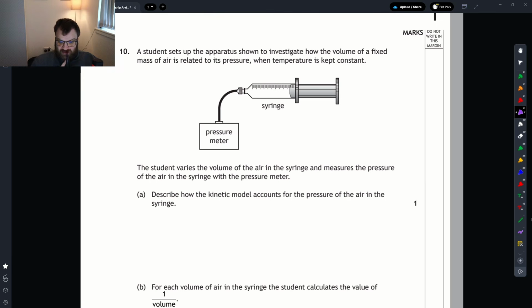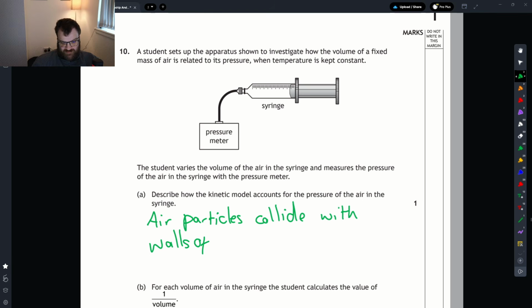Moving on, we're varying the volume and measuring pressure. Kinetic model, pressure of air in the syringe. Well, it's all about the forces and the collisions with the walls. Air particles collide with the walls of the syringe. And that's where if you increase the temperature, the collisions are more forceful and there's more of them.